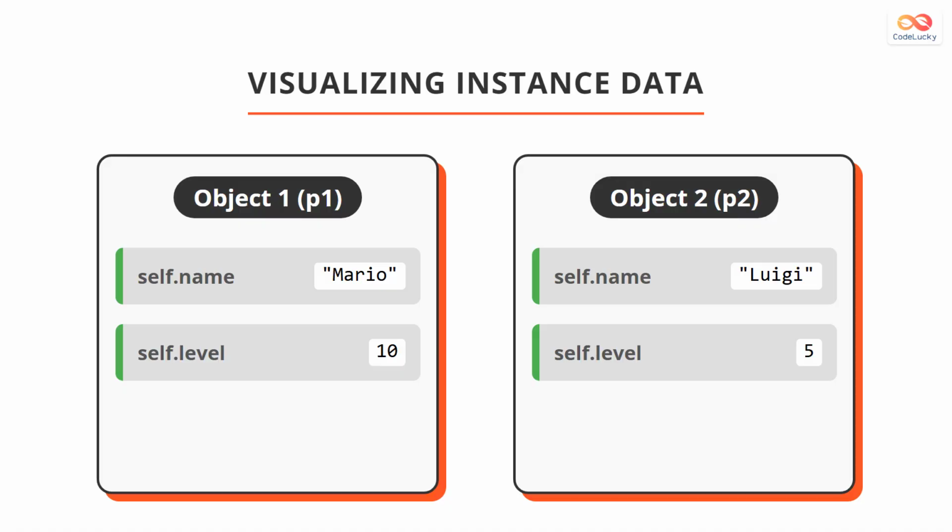Here is what that looks like in code. We have a player class. Inside the init method, we say self.name equals name. When we create player 1 named Mario and player 2 named Luigi, they have completely separate names in memory. Changing one does not affect the other.